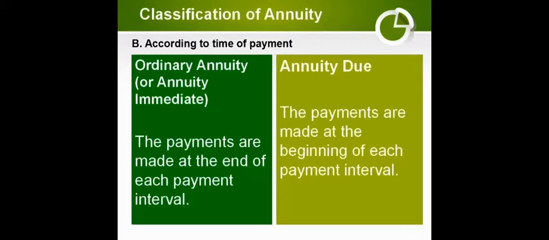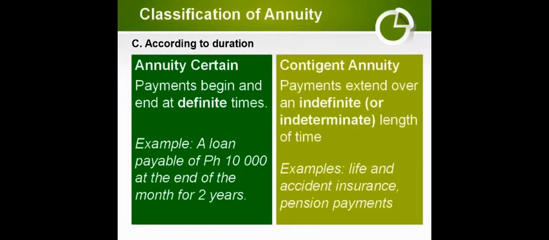Another classification of annuity is according to time of payment. Ordinary annuity or annuity immediate, the payments are made at the end of each payment interval. And then the annuity due, the payments are made at the beginning of each payment interval. So sa ordinary annuity, ang payments natin is at the end of each payment interval. And the annuity due naman, the payments are made at the beginning of each payment interval. So ganun.